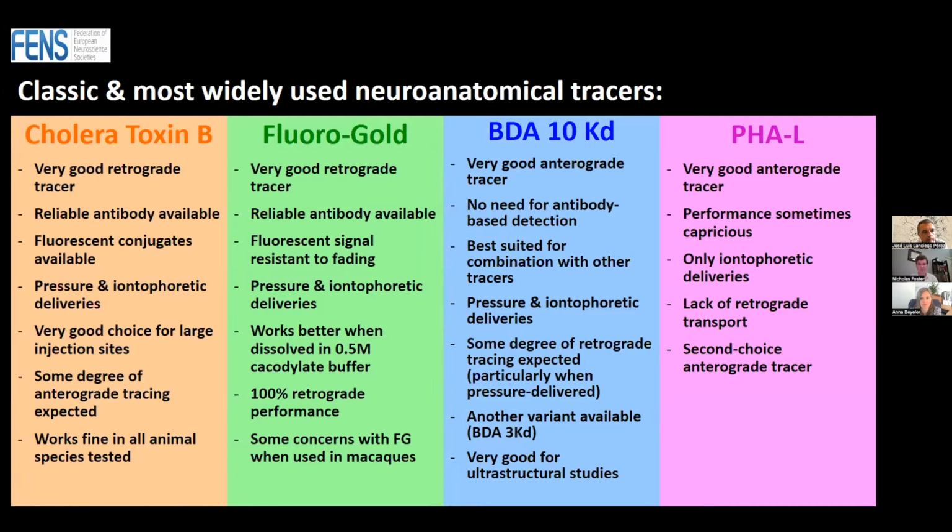Compared to CTB, Fluorogold is also a very good retrograde tracer, with a very good primary antibody for detecting Fluorogold, although Fluorogold is fluorescent in itself, with a very strong signal. So Fluorogold is very resistant to fading. You can deliver Fluorogold either by pressure or by iontophoresis. And at least in our hands, what is critical is to dissolve Fluorogold in cacodylate buffer. It performs much better in cacodylate buffer when compared to a phosphate buffer or something like this.